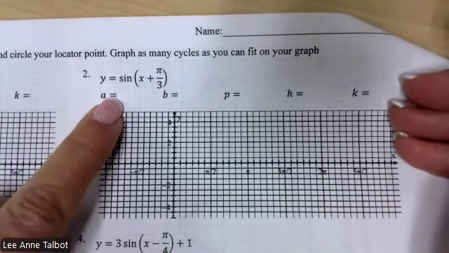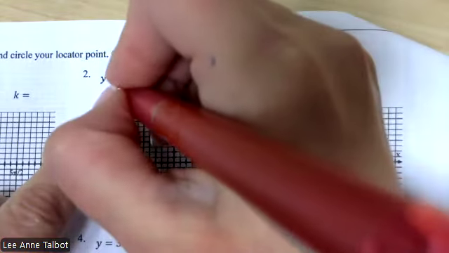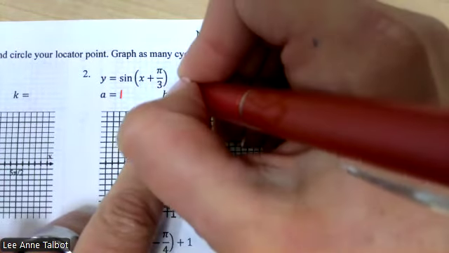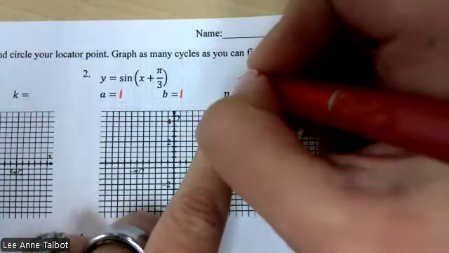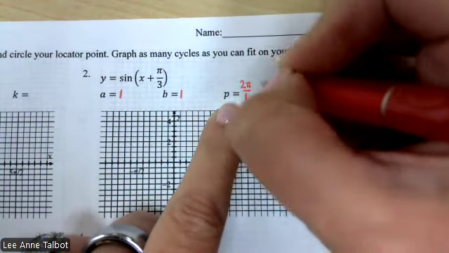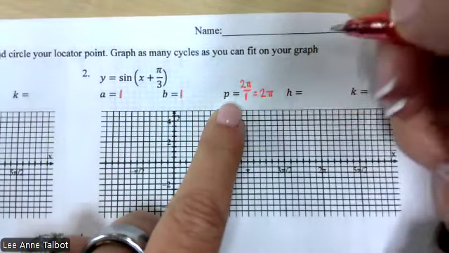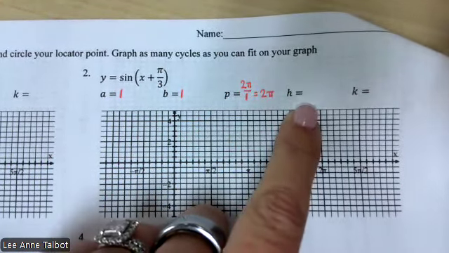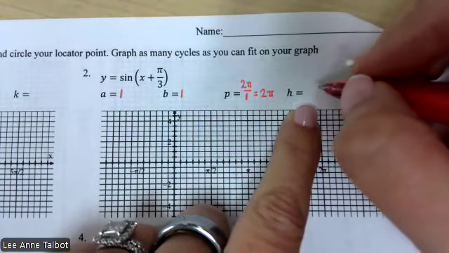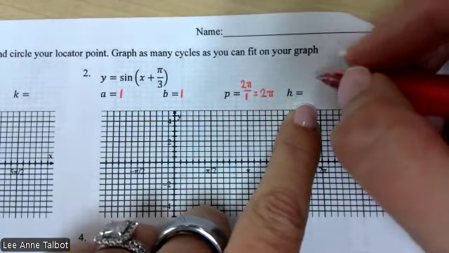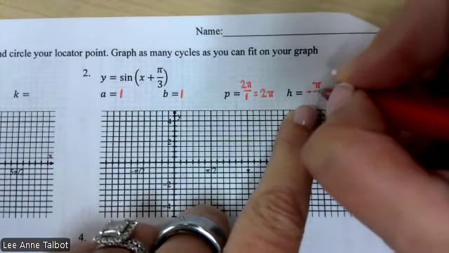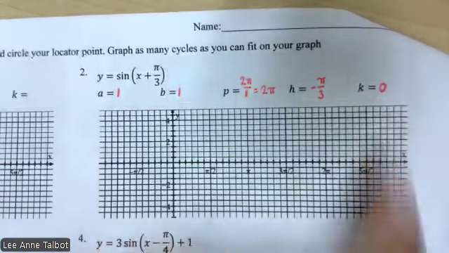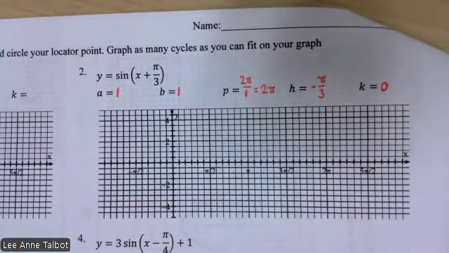All right, guys, what's A? 1. What's B? 1. What's the period? 2 pi over 1, which is 2 pi. H is the sticking point in this problem. What is it? Negative pi over 3. And K is 0. Oh, you're doing number 1? Yeah.